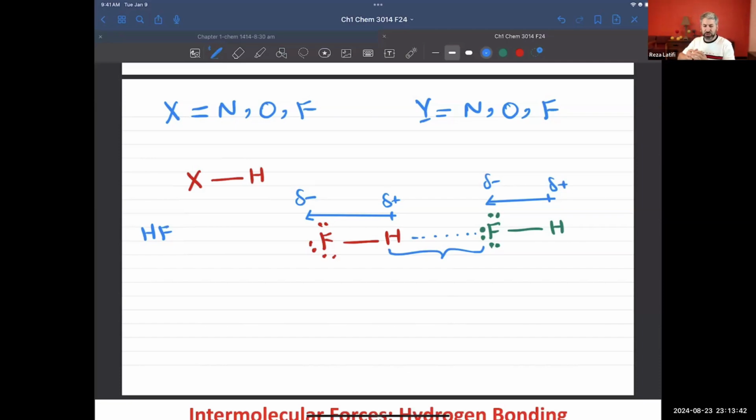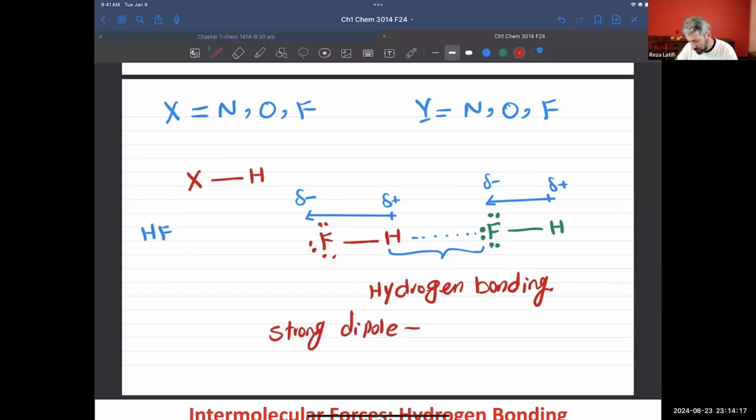So one hydrogen from a molecule has a positive charge. It's short of electrons. It will look for a negative charge. Where can we find the negative charge? From another molecule. The interaction between hydrogen and one electronegative element, like fluorine, we call hydrogen bonding. And this is a really strong dipole interaction. It's an extreme case of the dipole interaction.